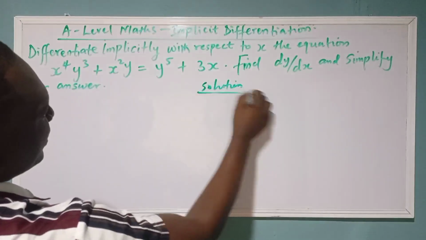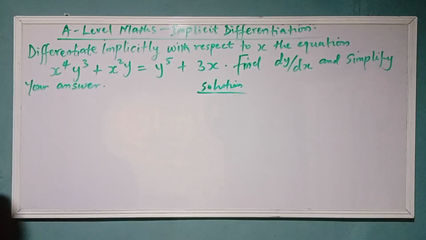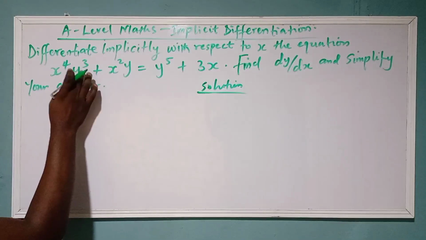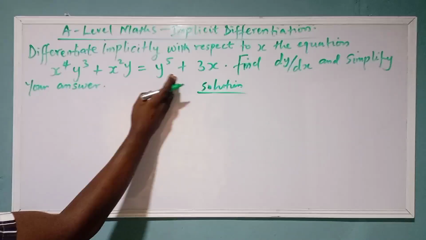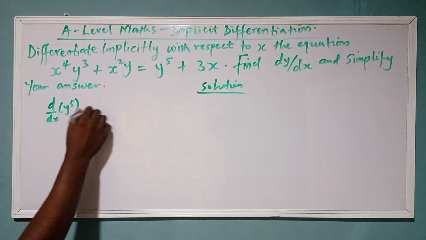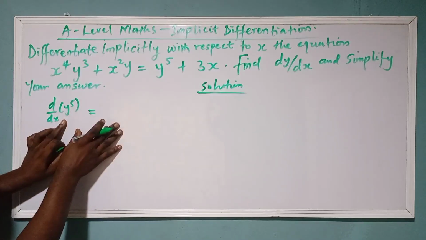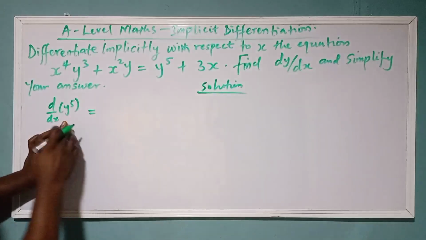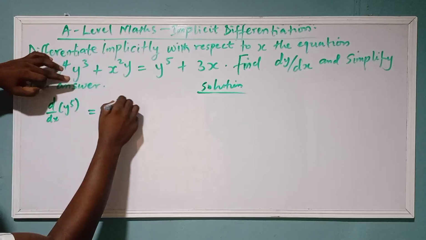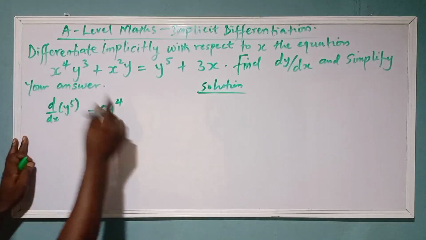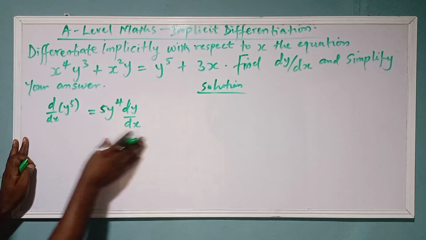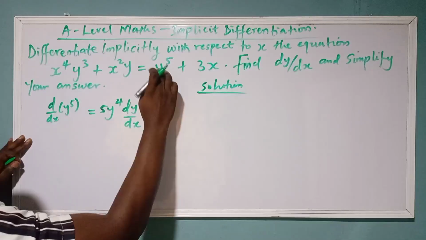Before we go any further, I would like to explain something. If you are differentiating a term with y, maybe y alone like this, you have to differentiate it normally and then add dy/dx to it. For instance, if I want to differentiate this, I'll bring down the power and take away 1 from the power. This is normal differentiation, but I must add dy/dx to it. Whenever you are differentiating any term with y, this is how you do it.